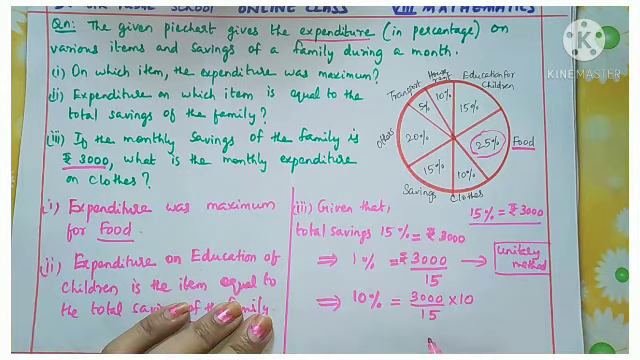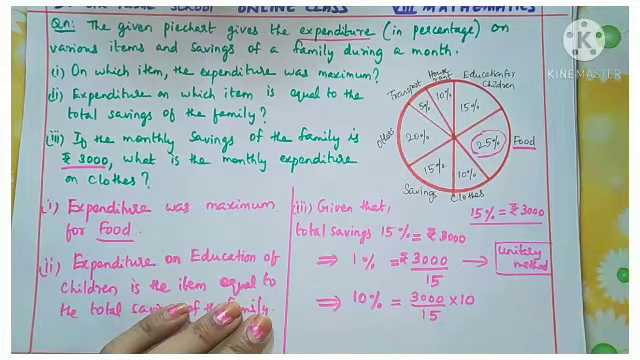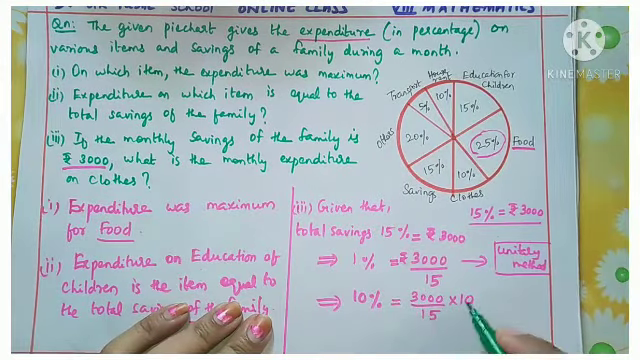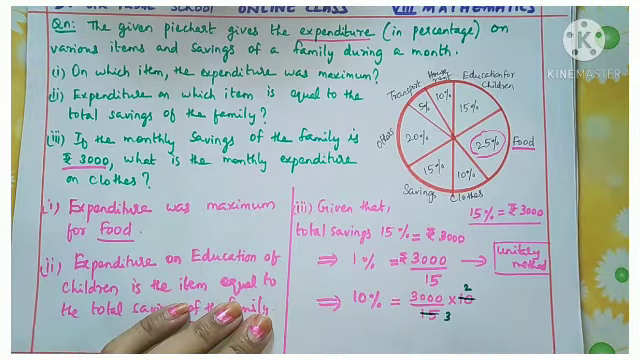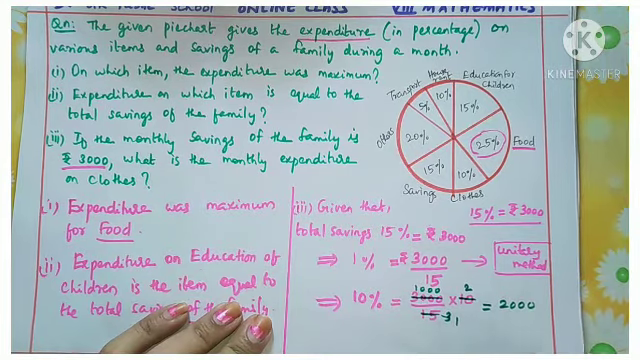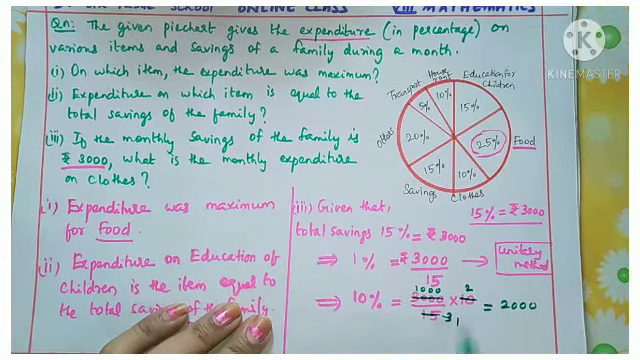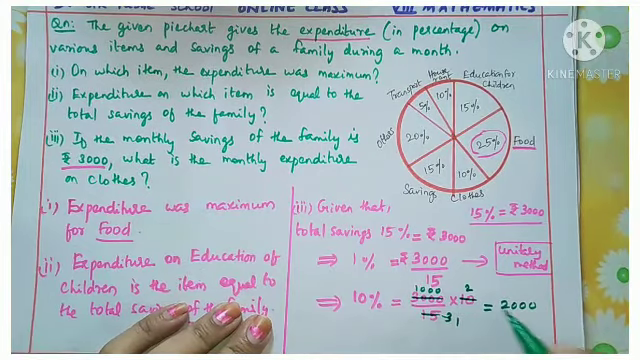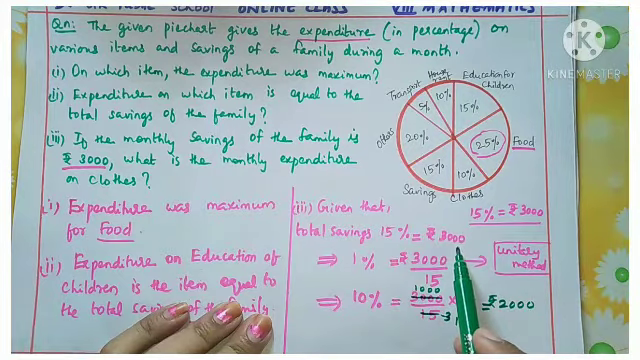Now you do the cancellation. How can we cancel? Yes, here we can cancel by the 5 table. 2 5s are 10, 3 5s are 15, and this 3 and 3000 can be cancelled. 1 3 is 3, here 1 3 is 3 and 3 zeros. So here the denominator became 1. Now 1000 into 2, that is 2000. That means what? 10% is equal to how many rupees? Yes, 2000 rupees. Understood?